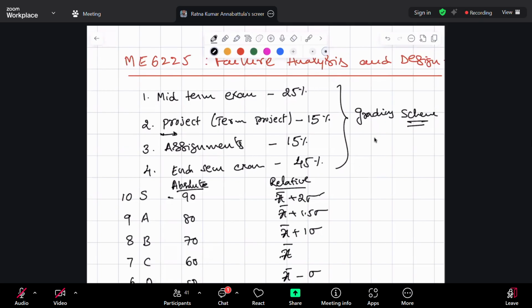Everyone wants relative grading? Sir, whatever you decide is the best. No, I cannot decide. This is democracy. You choose what you want. Absolute, sir. Absolute. Can we know from previous classes what the mean looks like?